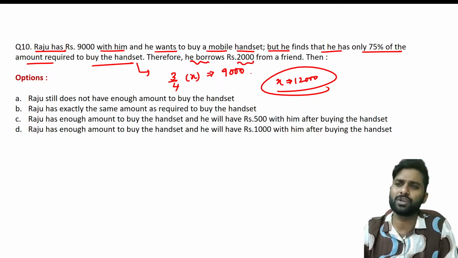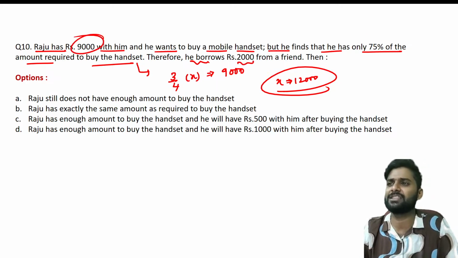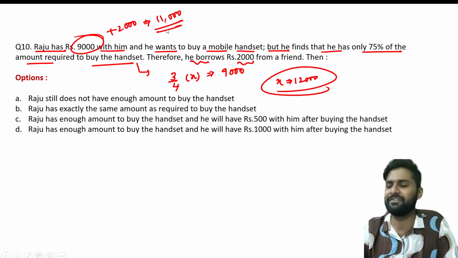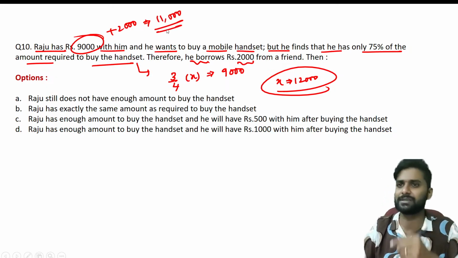Now he borrows 2,000. Guys, how much money does he already have? 9,000. He borrows 2,000 rupees from a friend. Now in total he has only 11,000. Still he is unable to purchase that mobile handset.